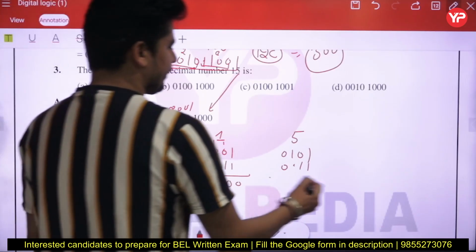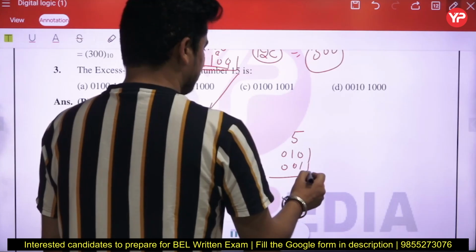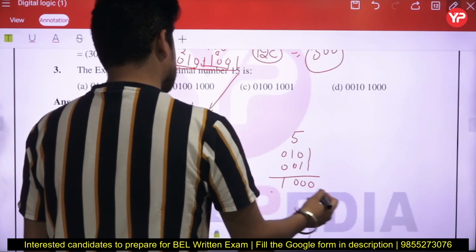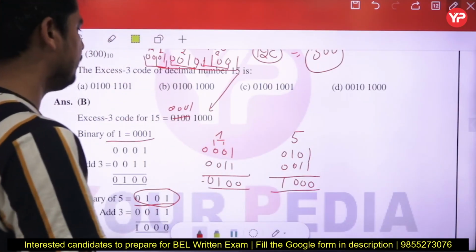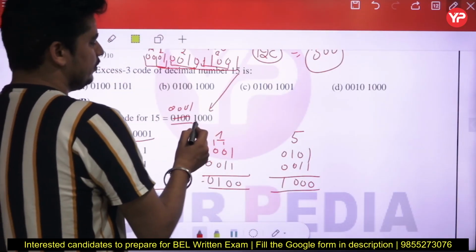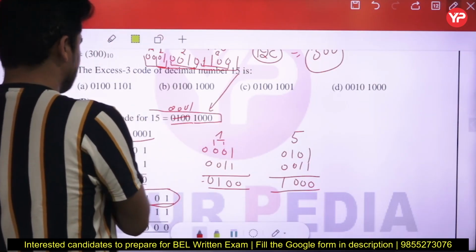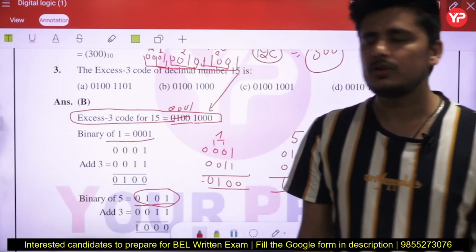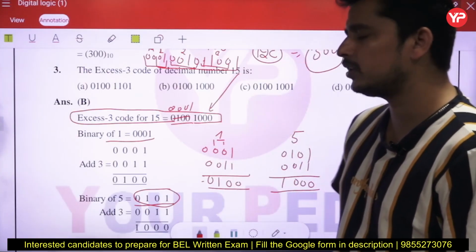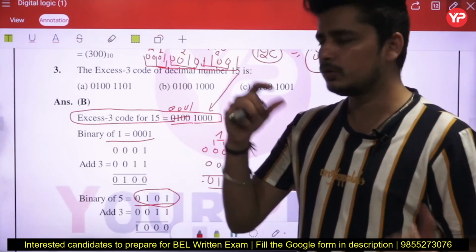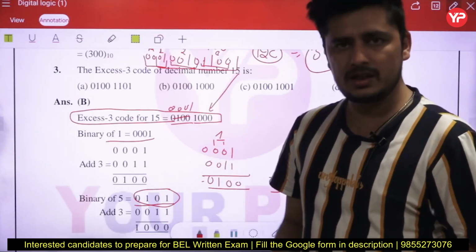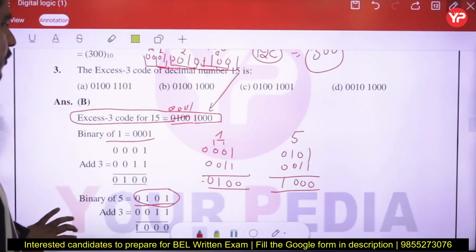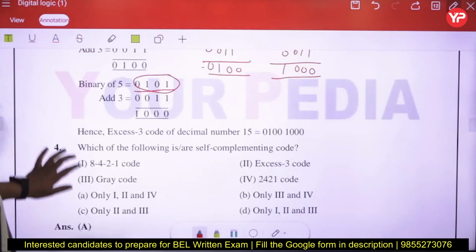Next one is what? Then 1 plus 1 is 0, 1 carry, 1 plus 1 is 0, 1 carry, 1 plus 1 is 0, 1 carry. So if I write the excess 3 code for 15, that is going to be 1001 followed by four 0s. So this is the excess 3 code. Always remember, whenever you are writing the excess 3 code for a given number, first convert that number into BCD, then add 3 in each digit, right? Remember that one, and you will get the excess 3 code.